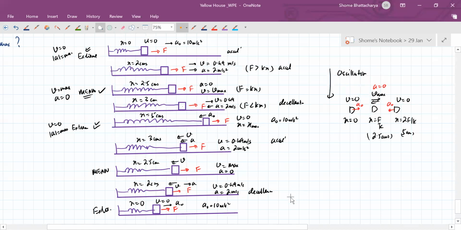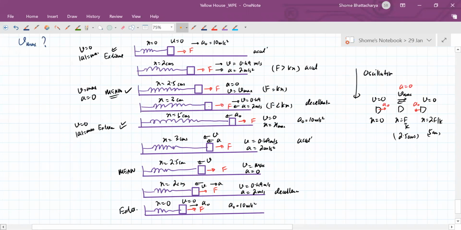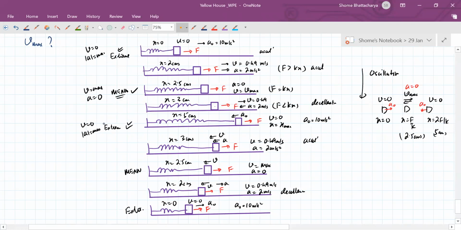This will be the oscillation of the block. So this is the free body diagram method to analyze. You can see that V is going to be maximum at this position. V is going to be maximum again at this position. So that is when x is equal to 2.5 centimeters.